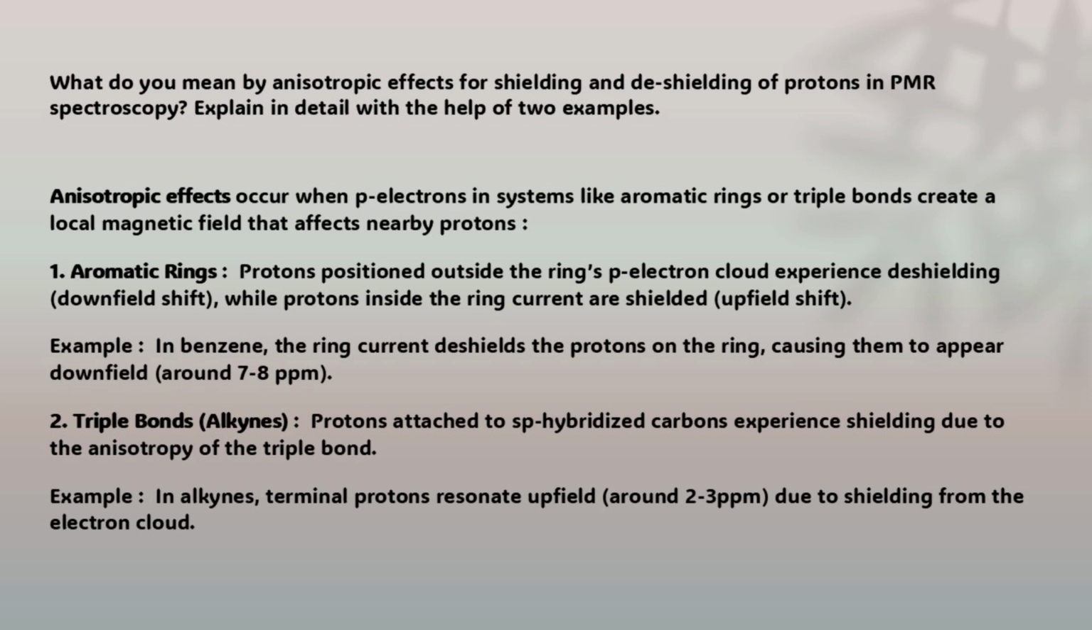8 ppm. 2. Triple bonds, alkynes: protons attached to sp hybridized carbons experience shielding due to the anisotropy of the triple bond. Example: in alkynes, terminal protons resonate upfield, around 2 to 3 ppm, due to shielding from the electron cloud.